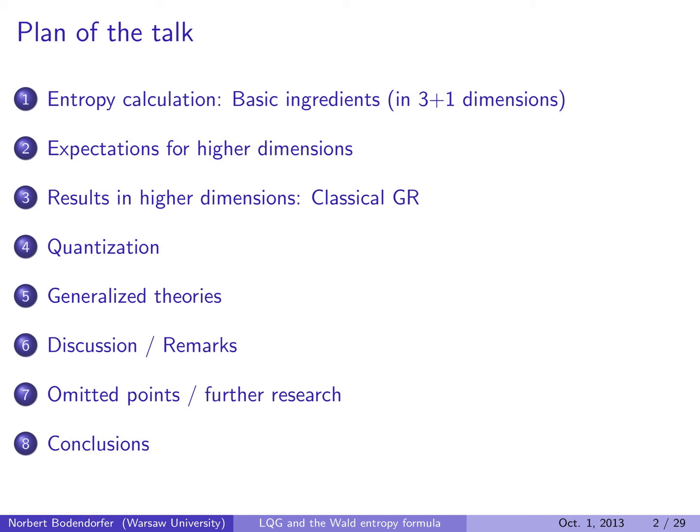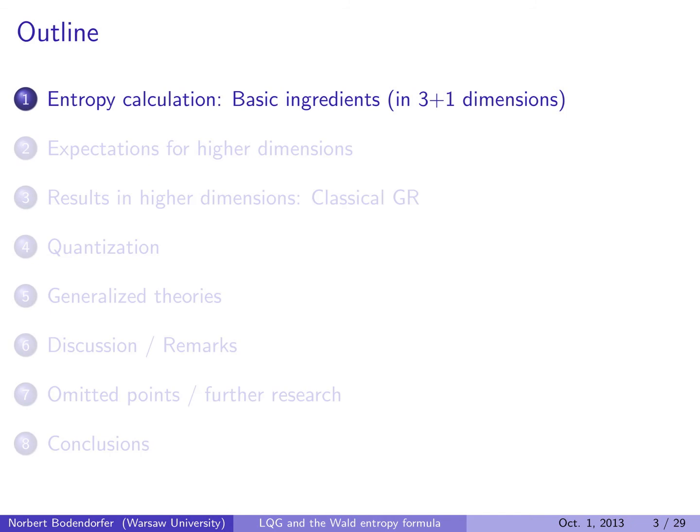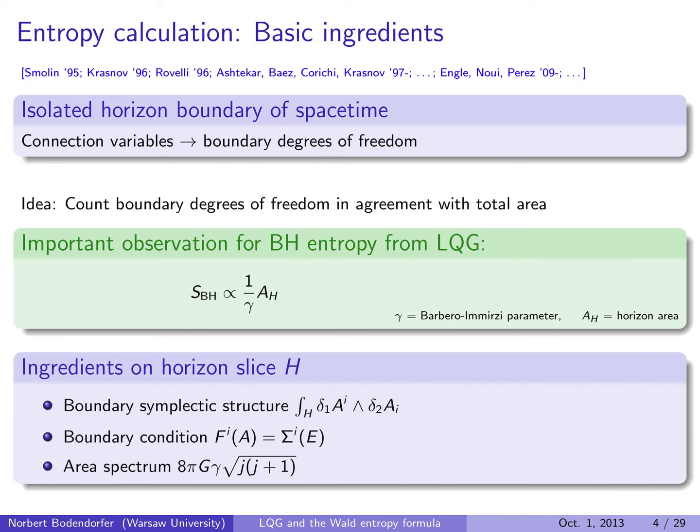So let's start with the first part. We're on slide number 4 now, entropy calculation basic ingredients. The entropy calculation in loop quantum gravity has a rather long history, and many authors worked on it. Some of the most important works are cited up here. The basic idea is that if you have a black hole, you model its horizon as an isolated horizon.